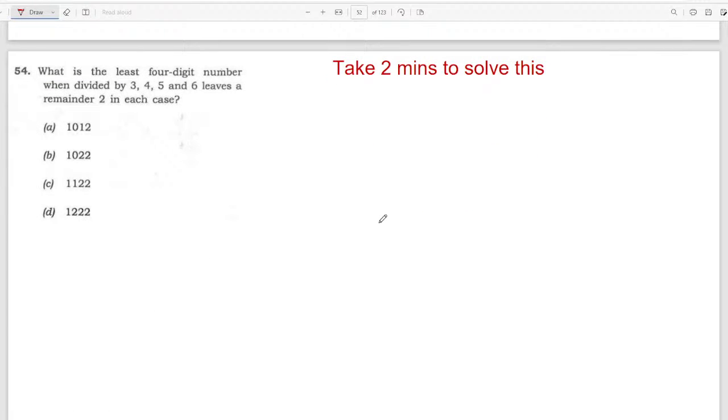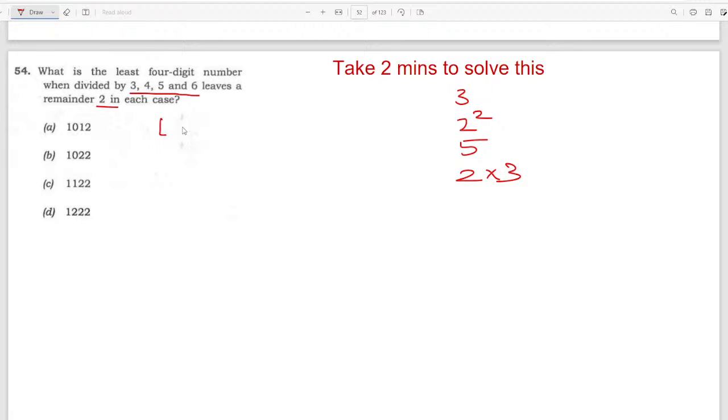So take 2 minutes to solve this question. So the question is, what is the least 4-digit number which when divided by 3, 4, 5, 6 leaves a remainder of 2 in each case? To find a number that is divisible by these 4 numbers, we take the LCM of these 4 numbers. I'll write 3 here, 2 square, 5, and 2 into 3.